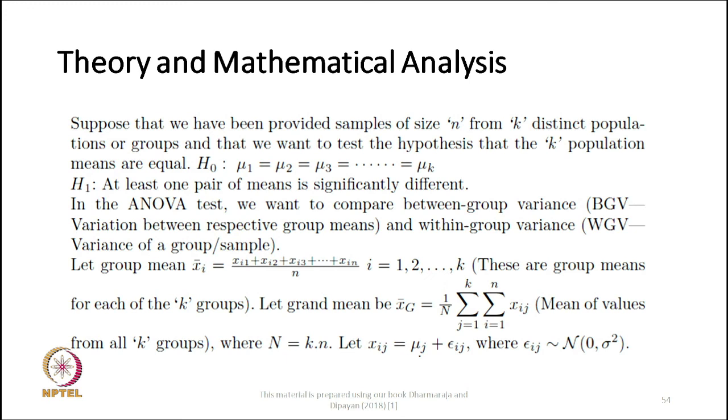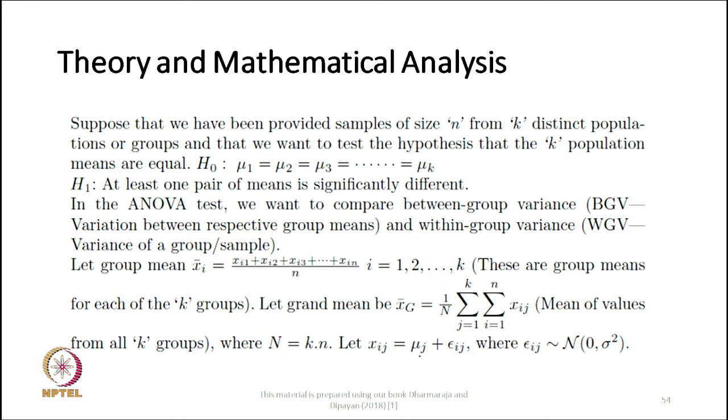Let the group mean be denoted by x bar suffix i. So, we have k such groups, therefore we have to find out the group means for each group, divided by n, and the grand mean is going to be x bar suffix g, that is 1 divided by capital N, double summation x i j, where i is running from 1 to n and j is running from 1 to k.